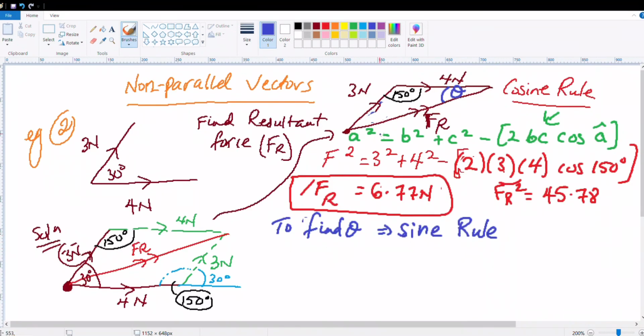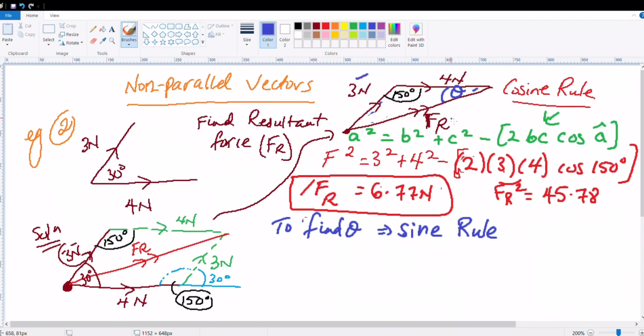So what is the sine rule? It is the ratio of one side to the sine of its opposite angle. So what is the side and opposite angle corresponding with? We want to find theta, so we should include theta as our angle. Opposite to theta, where these two sides subtend to form theta, the bottom line is that it's 3 newtons. So 3 newtons corresponds to theta.